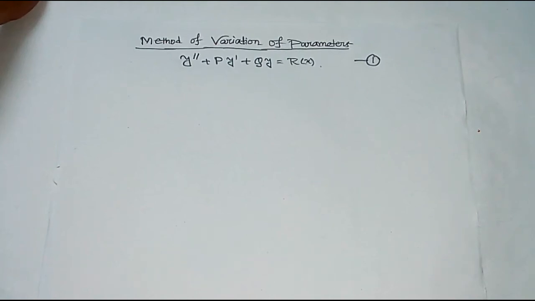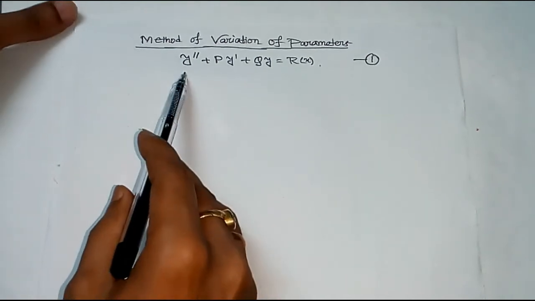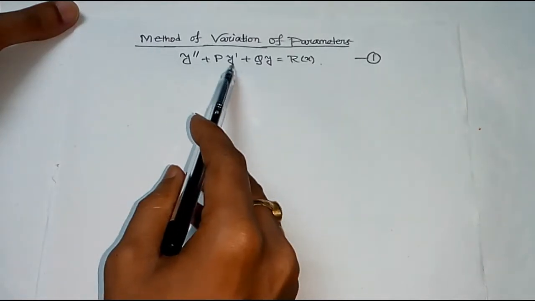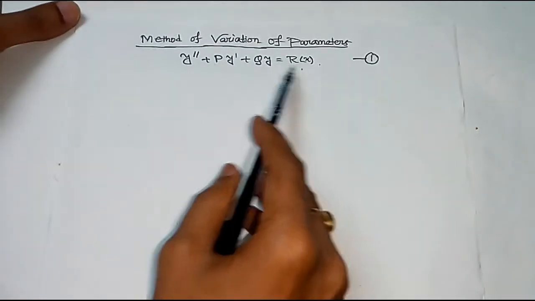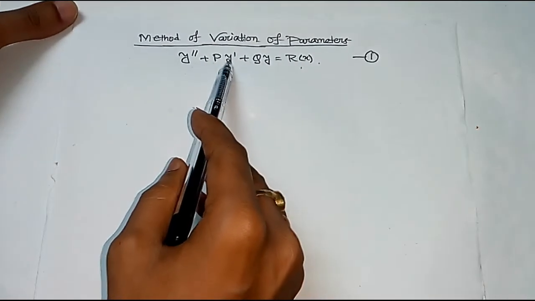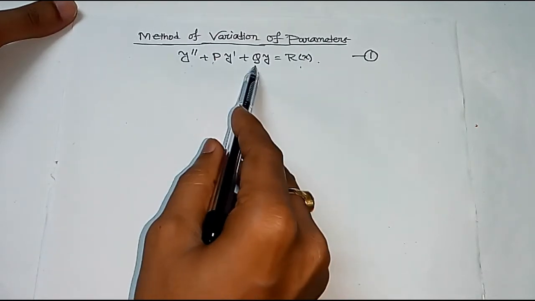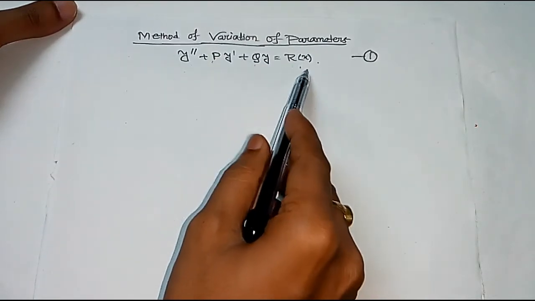Hello everyone, here we shall discuss the method of variation of parameters to solve ordinary differential equations. Suppose we have considered this second order differential equation y double dash plus py dash plus qy equal to r(x), where dash means derivative with respect to x, and here we assume that p and q are constants and r is a function of x.